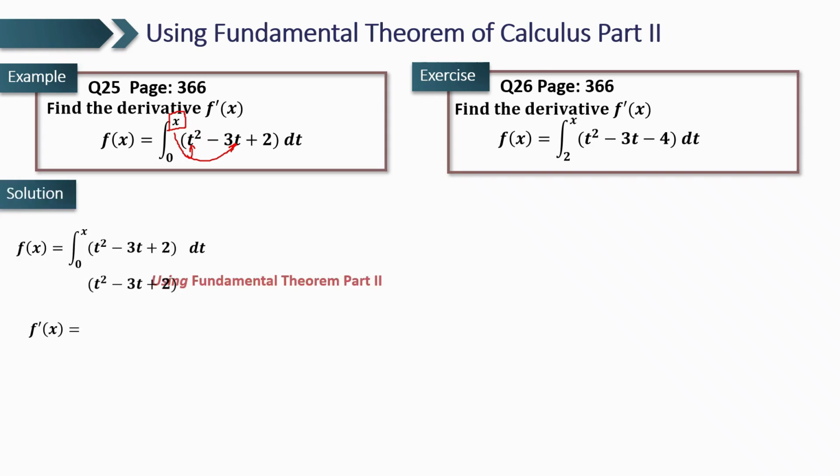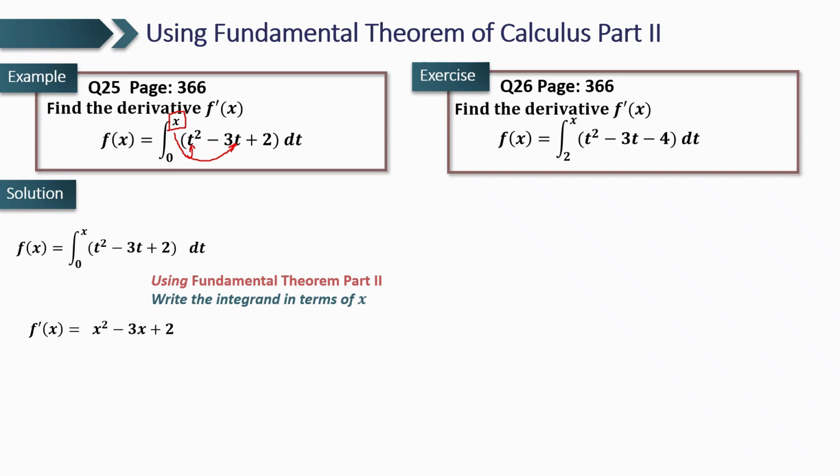If you prefer, you can use the normal antiderivative concept like t cubed divided by 3 minus 3t squared divided by 2 plus 2t. Substitute x minus substitute 0 so that you'll get the final answer as x squared minus 3x plus 2.